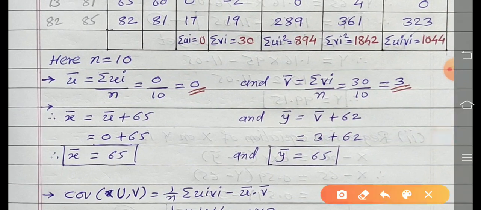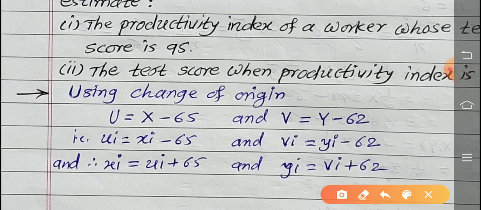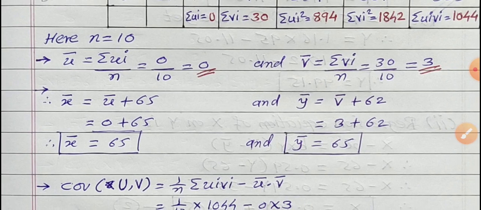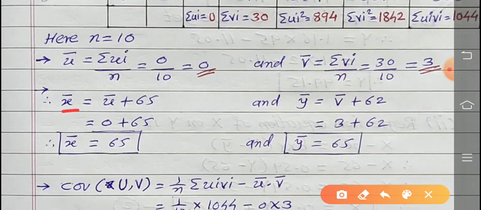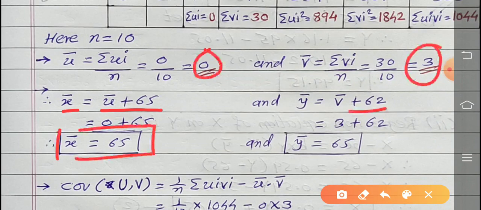Next, how to find x bar? I will show on the previous page. In the change of origin method, we find u bar, then x bar is equal to u bar plus 65, and v bar plus 62 is nothing but y bar. Check there. Then x bar is equal to u bar plus 65. The u bar value is 0, so 0 plus 65. Our answer is x bar equal to 65. Same, y bar is equal to v bar plus 62. The v bar value is 3, so 3 plus 62.